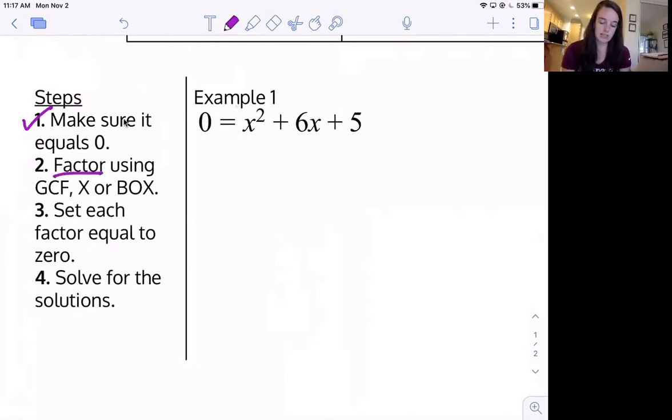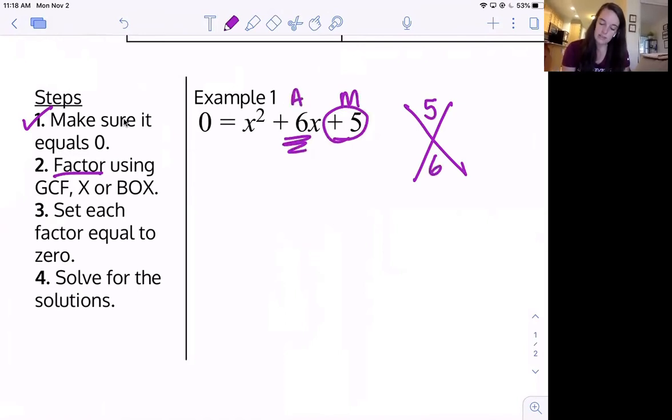Great. My second step is to factor using GCF or the X factor or box. For GCF, there's nothing I can take out. This one doesn't have an x, and then there's no number, so I can't GCF. I'm going to try the X factor because I see that there are 3 terms, a trinomial. So I need numbers that multiply to get 5 and add to get 6. Multiply to get 5, that would be 1 and 5, 2 and a decimal, 3 and a decimal. So it must be 1 and 5, and 1 plus 5 equals 6.